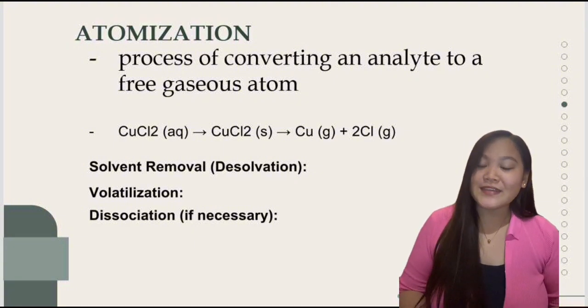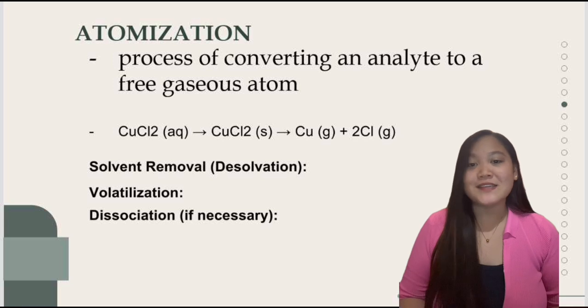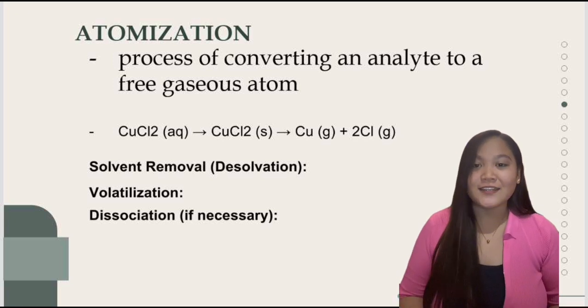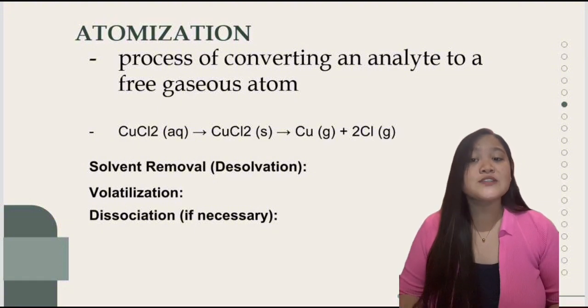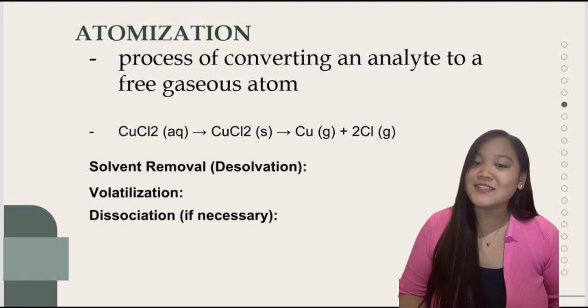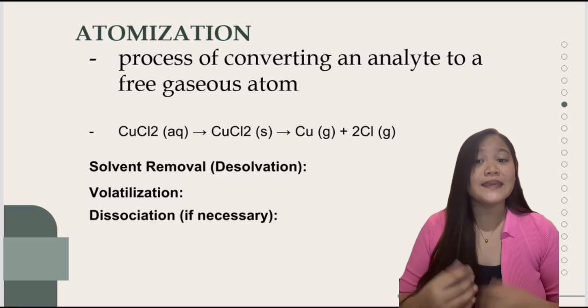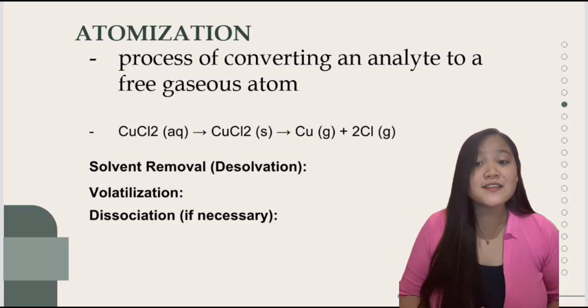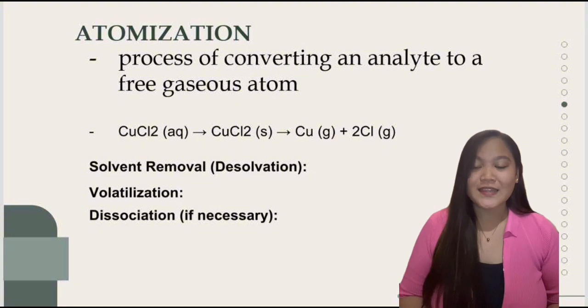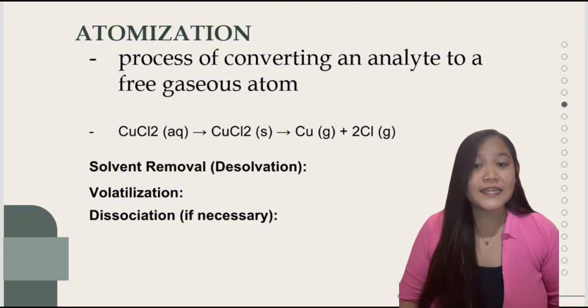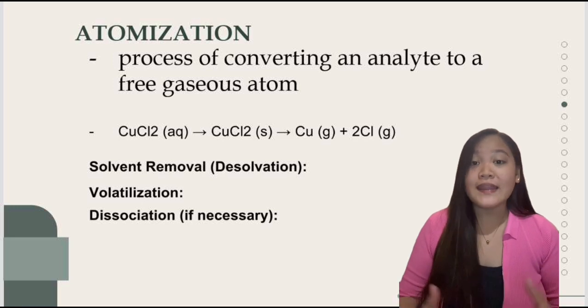There are a few key things happening during the atomization process of an aqueous analyte. First, solvent removal, or desolvation. We need to get rid of the water surrounding the analyte. This is typically done by heating the solution, which causes the water to evaporate. Second, volatilization. Once the water is gone, we need to vaporize the analyte itself.